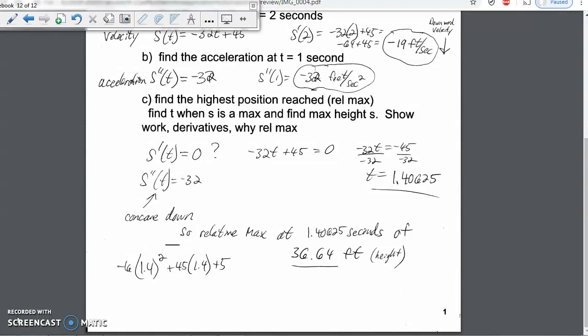So again, to find the relative max or min points for this whole chapter, you're going to find the first derivative and set it equal to 0. This answer is, the time is approximately 1.4 seconds. If you plug that into the original position function, the height at approximately 1.4 seconds is about 36.6 feet. If you take the second derivative just to verify, again, the second derivative test tells you if it's concave up or concave down. It's negative, so it's concave down, so this must be a relative max.